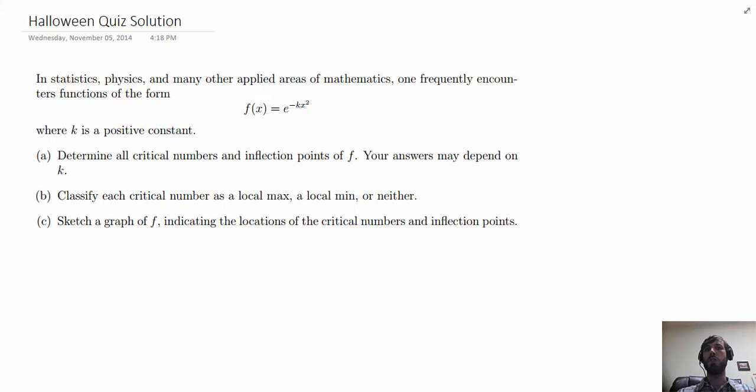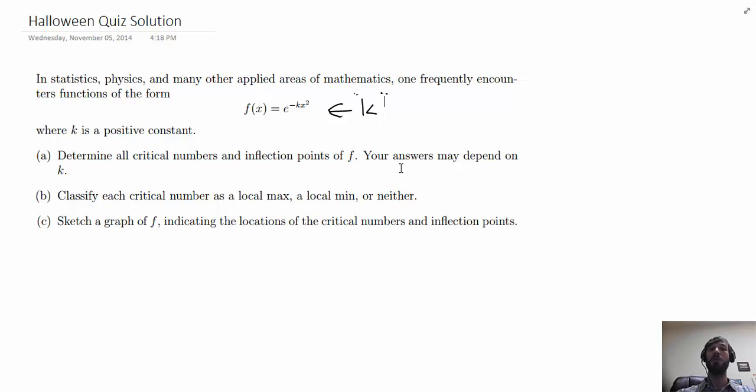Here's a solution to the quiz from Halloween. I had a lot of comments on this quiz about the difficulties of dealing with this extra little parameter, this k. The k caused a lot of problems. I think it's important to understand how to do problems symbolically in terms of constants because it allows you to tackle more general situations.